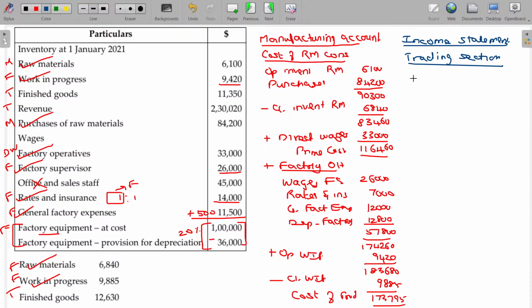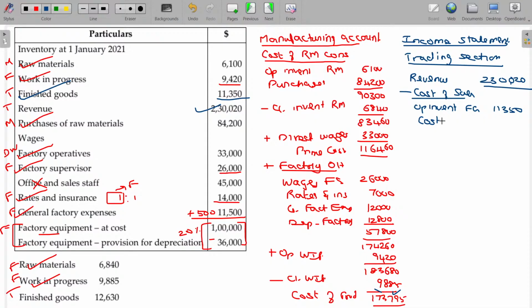Right. Here we start with the revenue, being 2,30,020, minus cost of sales. Under that, opening inventory of finished goods, which is 11,350. Add purchases of finished goods, if any. No, not given. Only the produced items will be sold here. So add cost of production, 1,73,795.